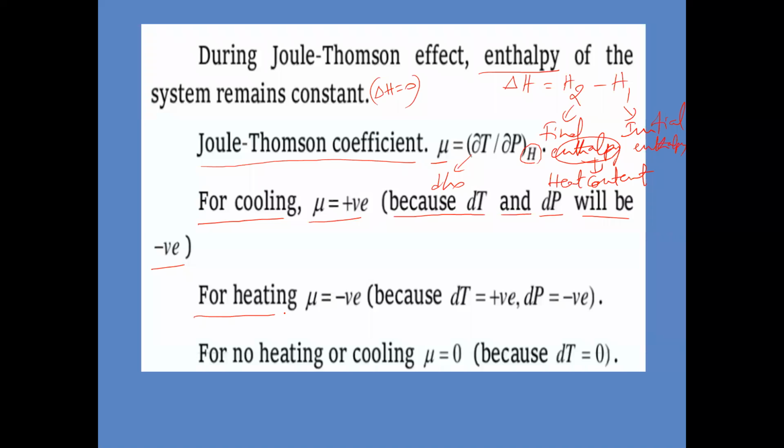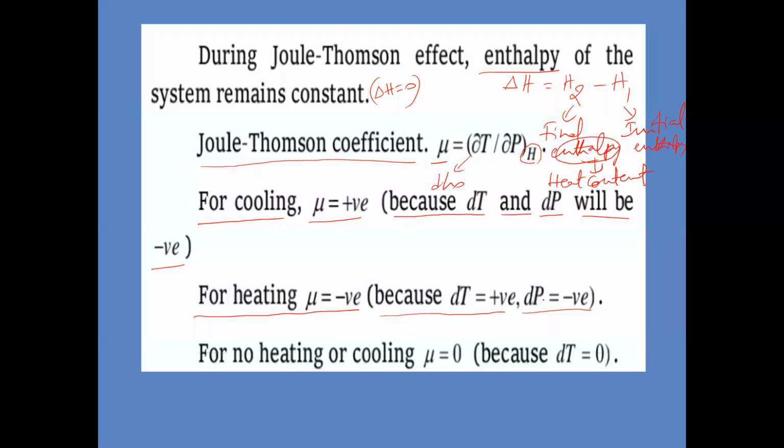And for the heating effect, mu becomes negative. The Joule-Thomson coefficient will be negative for the heating effect. For the heating effect, negative. For the cooling effect, positive. That point keep in mind. In the first case, when mu is positive, dT and dP both will be negative, whereas for the heating case, dT will be positive and dP will be negative.